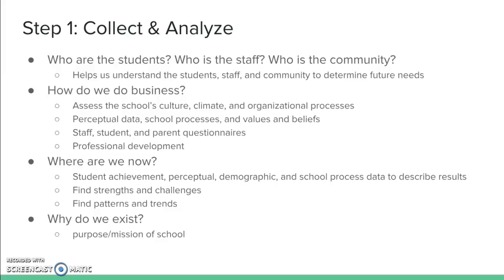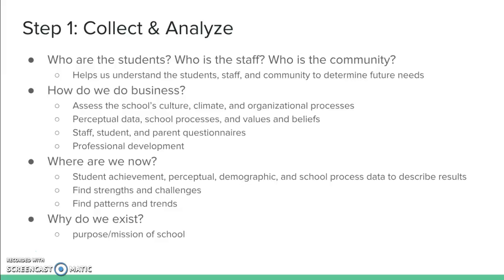So when thinking about step 1, we can ask ourselves, who are the students, who is the staff, who is the community? All of that information helps us understand the students, staff, and community to determine future needs. We could ask ourselves, how do we do business? Assess a school's culture, climate, and organizational processes. Perceptual data, school processes, and values and beliefs are also included. Staff, student, and parent questionnaires can be used to improve instruction and help identify professional development that we may need.